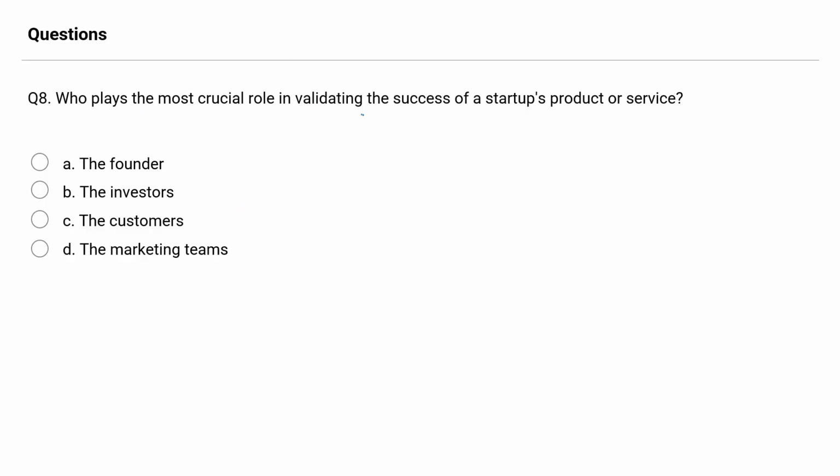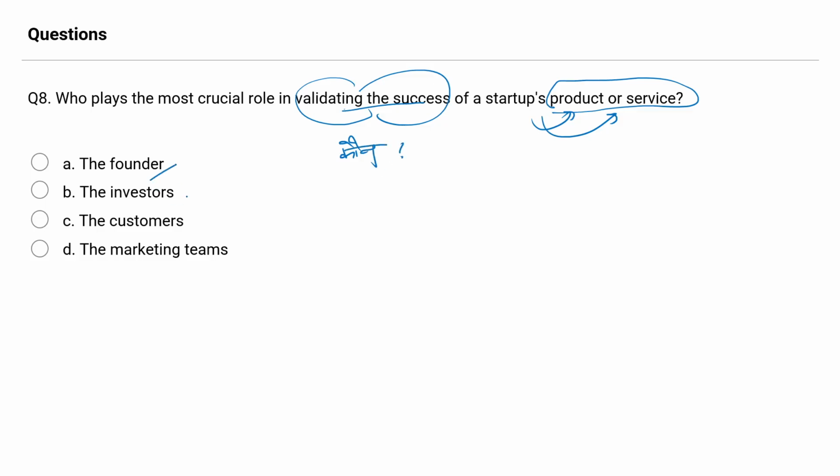Who plays the most crucial role in validating the success of a startup's product or service? Okay. So any product, any startup who has any product or service offering, who validates the success? Who validates? Options are the founder, the investors who are putting in money, the customers who are using it, or the marketing teams inside a company. Okay. Who validates the success? Again, it's a very direct question. Take a minute and let me know.